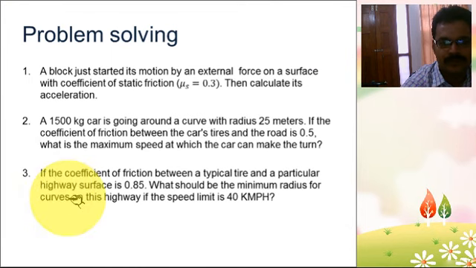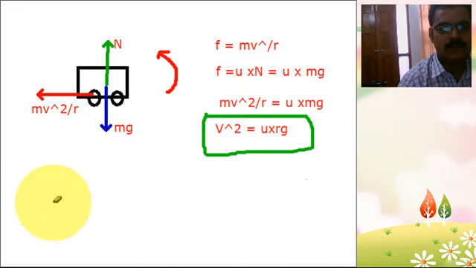The next problem: if the coefficient of friction between the typical tire and the particular highway surface is 0.85, what should be the minimum radius for the curve on this highway if the speed limit is 40 km/h? In the third problem, the speed is given as 40 km/h, and you need to calculate the radius of the circular turn. So the same formula we use, v squared equals mu rg.